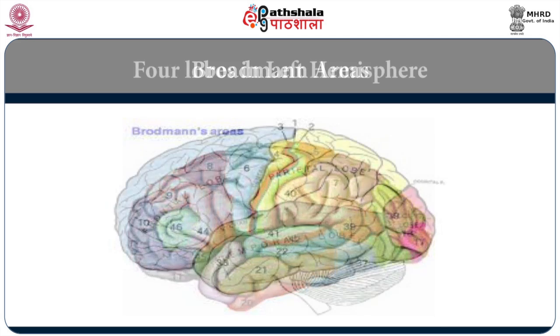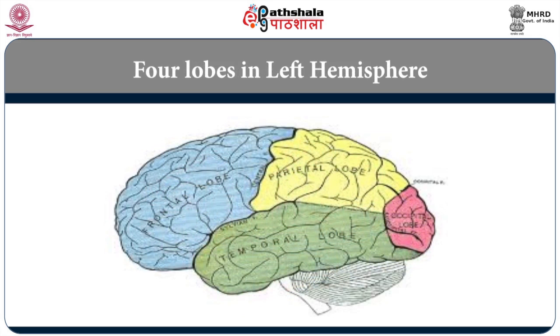Another picture of the left hemisphere is shown to you on the screen. You see now we are moving into lobes; each hemisphere has 4 lobes. As you can see in the picture, you have frontal lobe marked in blue, parietal lobe yellow, temporal lobe green, occipital lobe pink. You can see the occipital lobe is the smallest of the 4 lobes. Let us now discuss a little bit about each lobe.